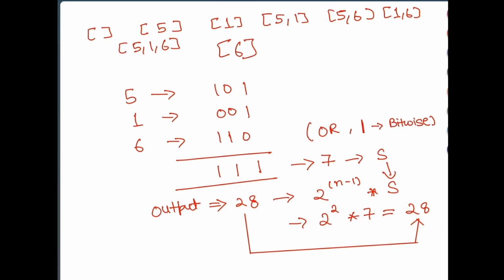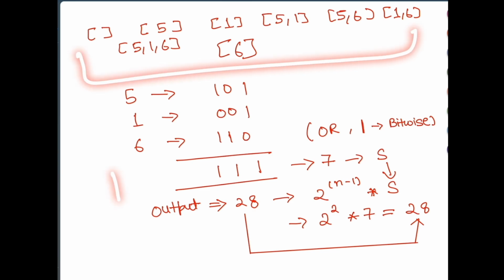See, in XOR, if we have an even number of ones, the result is 0. But if we have an odd number of ones, the result is 1, right? So every time we have a 1 in our OR bit, we are sure that we are going to get a 1 at this bit in the sum of the elements. Now how many times are we going to get this 1? We are going to get this 1 when we do the XOR 4 times, or 2 to the power n minus 1 times.